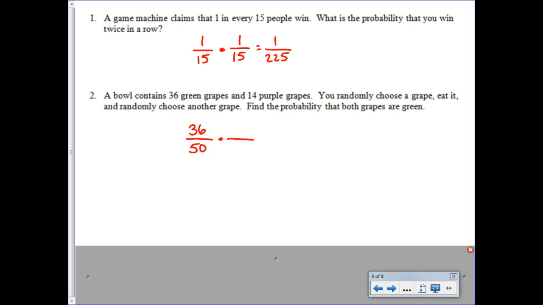And then since you ate that green grape, now there's only 35 green grapes. And there's only 49 total grapes in the bowl. So if we put that in our calculator, we get 18 out of 35, or approximately 0.514 if we're getting the decimal.